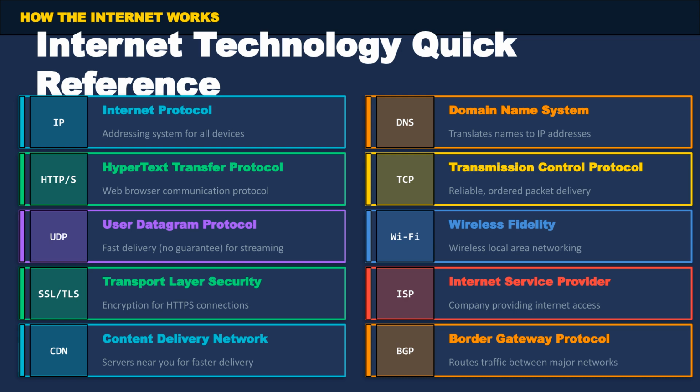Here is a quick reference for key internet technologies. IP is the addressing system. DNS translates names to IP addresses. HTTP is the web browser protocol, while TCP ensures reliable packet delivery. ISP provides internet access, and BGP routes traffic between major networks.